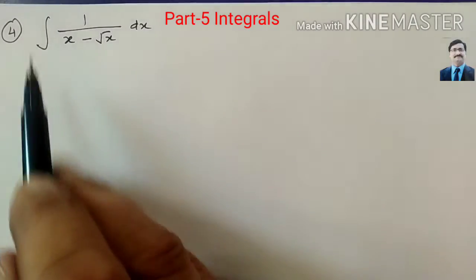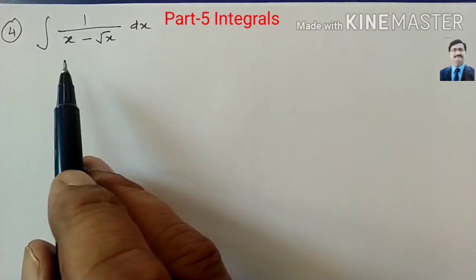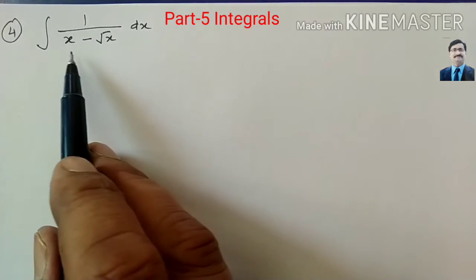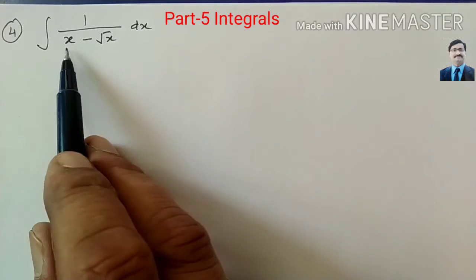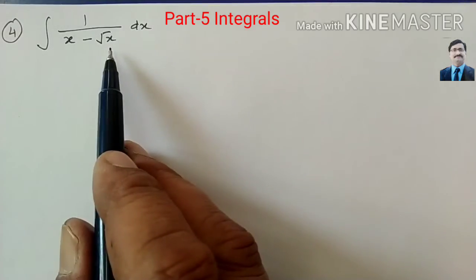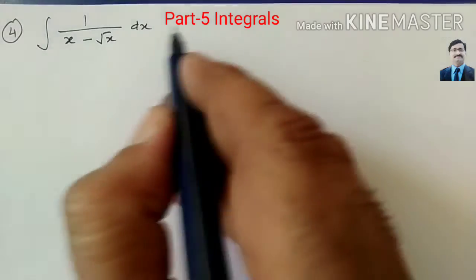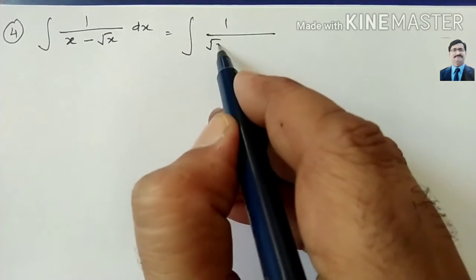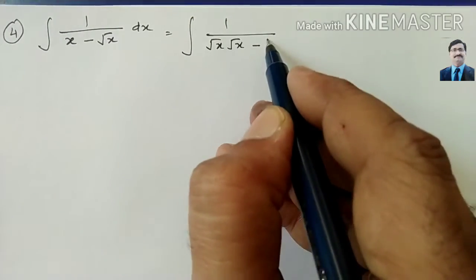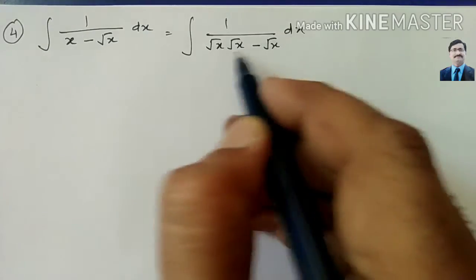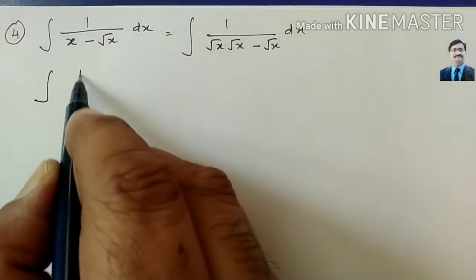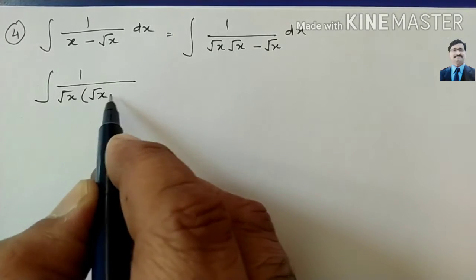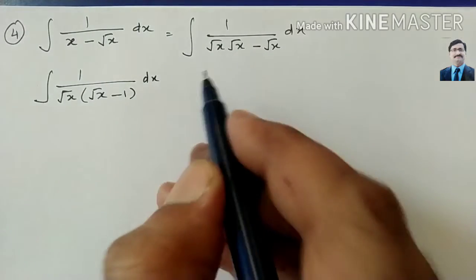Look here, we have to do the integral of 1 upon x minus root x dx. In this type of question, x and root x have root x in common. So first of all, we can write this x as root x into root x, and taking one root x common, we get root x, remaining is root x minus 1, and dx.